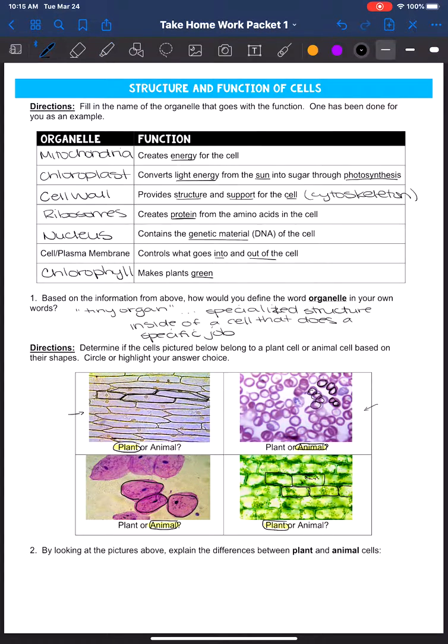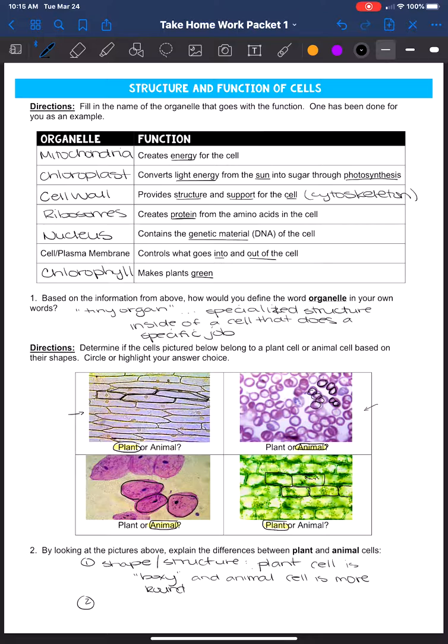Okay, so by looking at the pictures above, explain the difference between the plant and animal cells. We said one of them was shape, or structure. The plant cell is a little more boxy. I guess I'll say boxy as a shape. And the animal cell is more round.